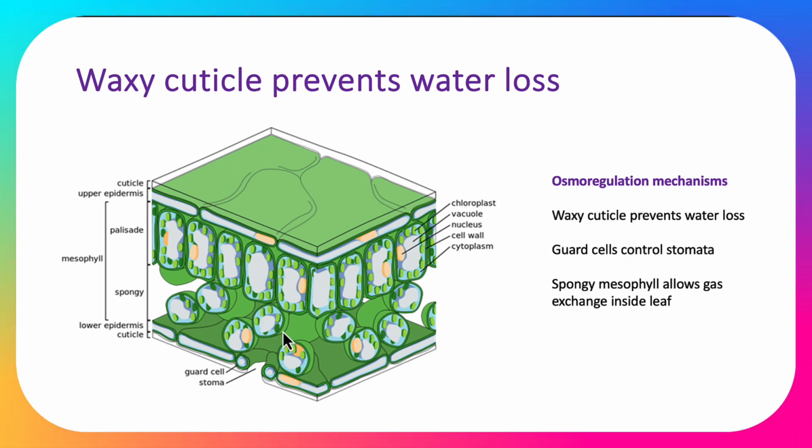Now, if we look down here in this next part, we've got what we call the spongy mesophyll. And what I think is really cool about this is that it's got all of these large air gaps and a large surface area. So these air gaps allow an exchange of carbon dioxide and oxygen between the different cells without having to exit the leaf. So this can occur while the stoma is closed.